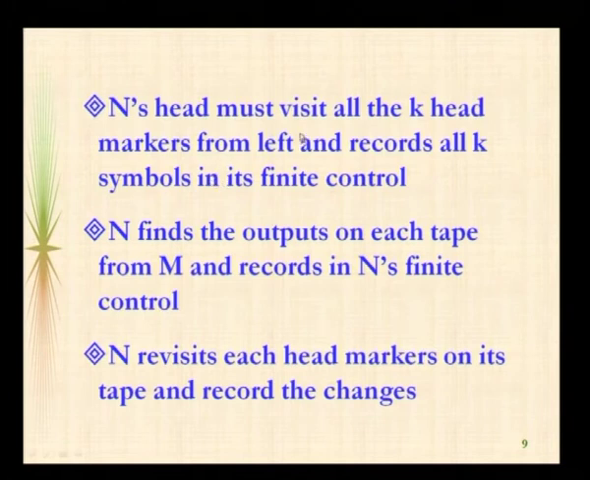When you are processing N's head, that is the new Turing machine's head, it must visit all the k number of head markers from the left and record all k symbols in its finite control. Then N finds the outputs. So, what should happen for the first tape, what should be for the second one and what should be on the third one. They are all done by revisiting each head marker on its tape and recording the changes. So, it is always a move from left to right until we find all the heads, and once again a move from right to left until we find all the X marks from the multi-track Turing machine.